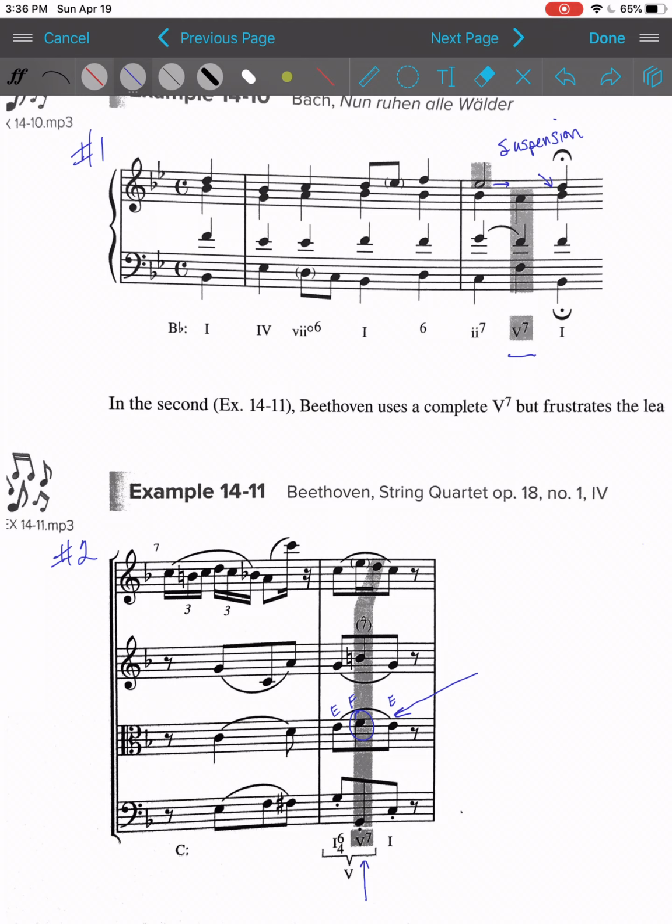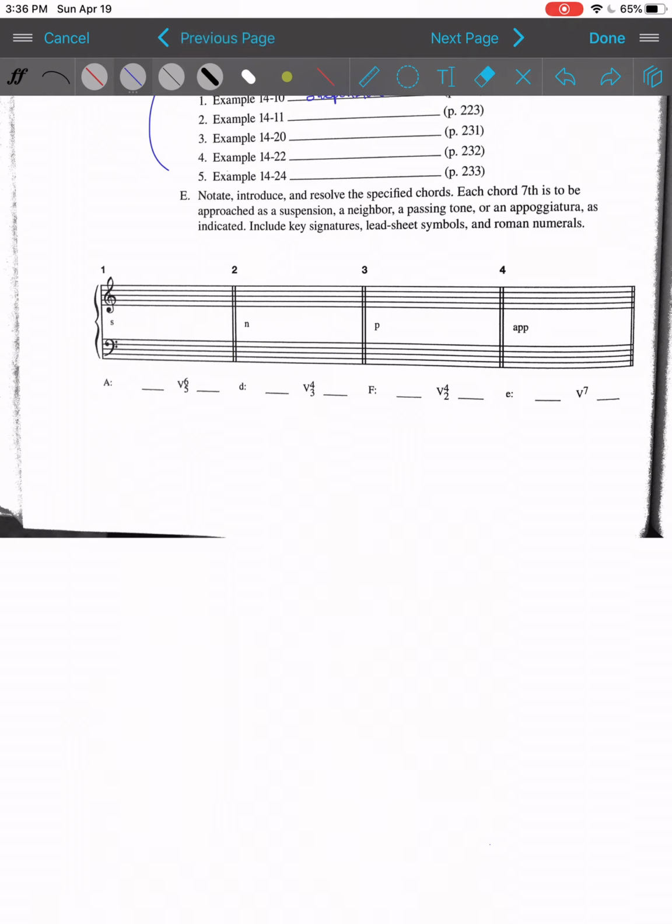Okay, so how is that F approached? Well, it's approached by a step, and it's resolved by a step in the opposite direction. So it has got to be, yeah, that's right, a neighbor figure, okay? So that one's going to be a neighbor, so we'd write that.